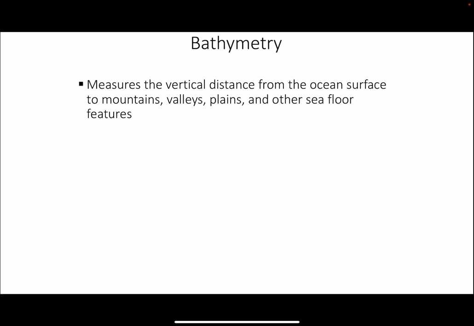So bathymetry measures the vertical distance from the ocean's surface to the seafloor, which includes mountains, valleys, plains, volcanoes, and all sorts of features.